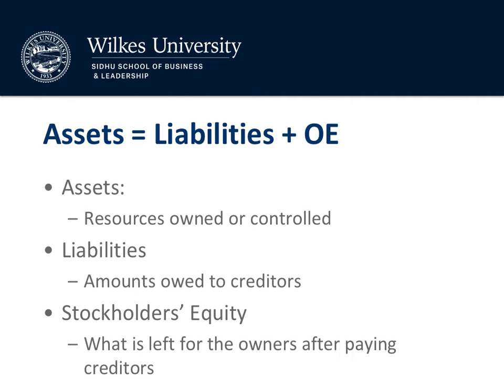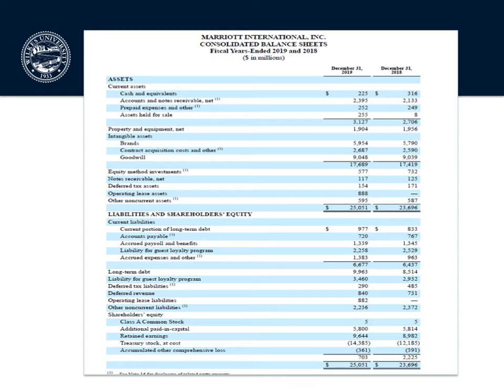Liabilities are the amounts owed to creditors, such as bank loans, car loans, or even credit card bills due each month. Stockholders' equity is what is left of the assets after paying the creditors, and it is the owner's claim on those assets. Here is Marriott's balance sheet.